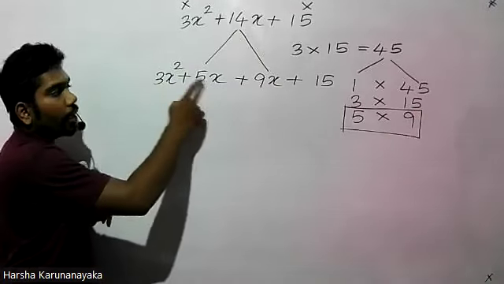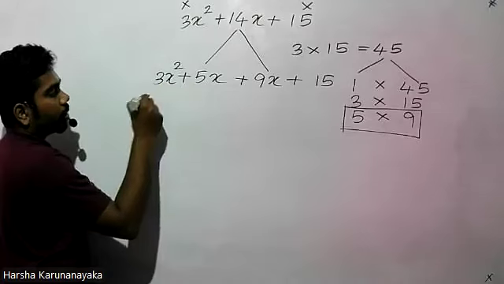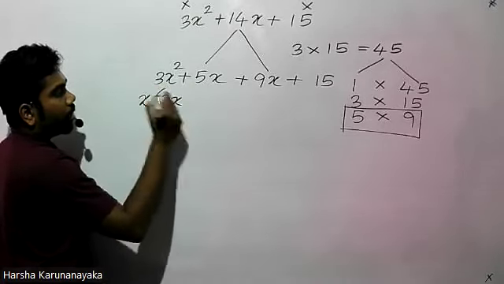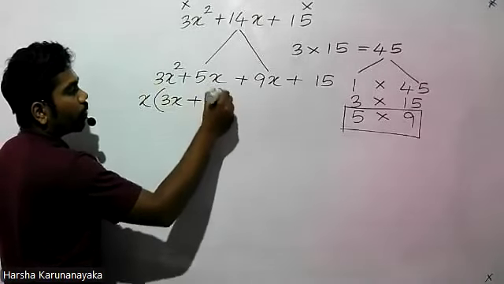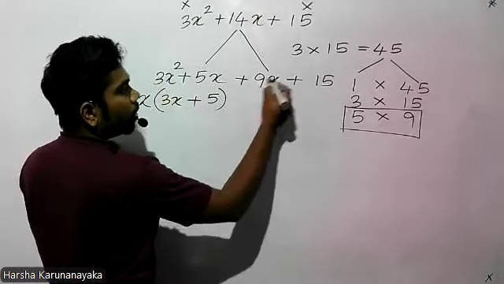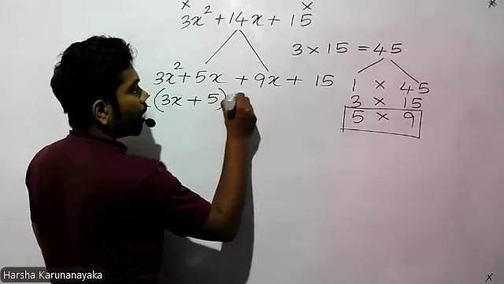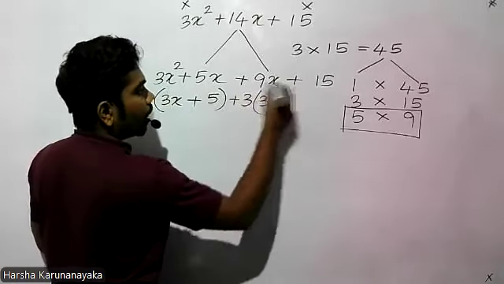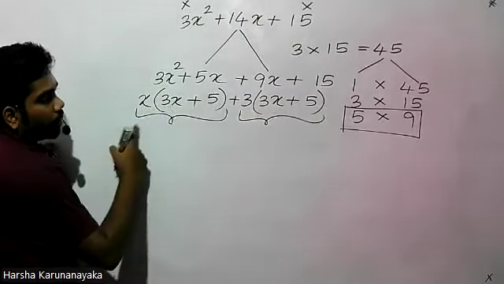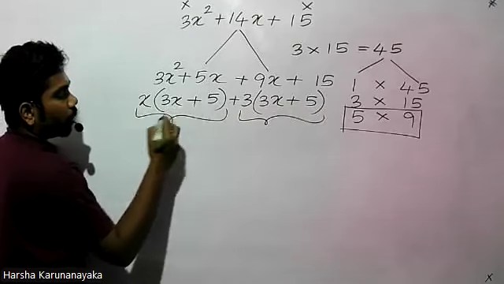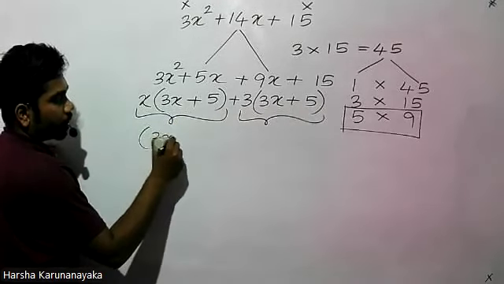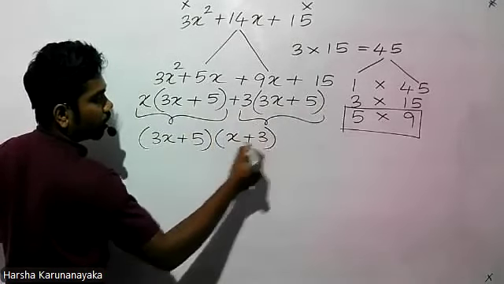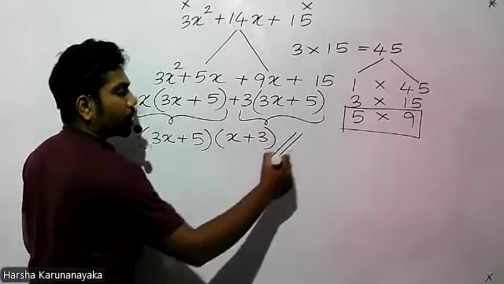The common value of these two terms is x. Then 3 into x, 3x squared, x into 5, 5x. The common term of these two terms is plus 3. 3 into 3, 9x, 3 into 5. In these two terms, 3x plus 5 is the common term. 3x plus 5. The other one, x plus 3. These are the two factors.